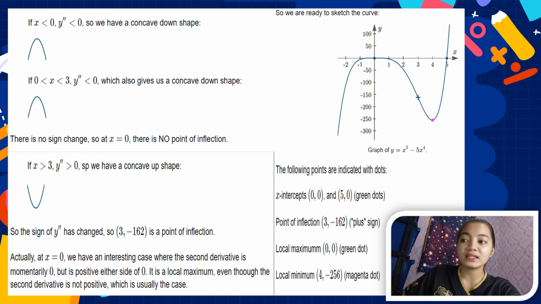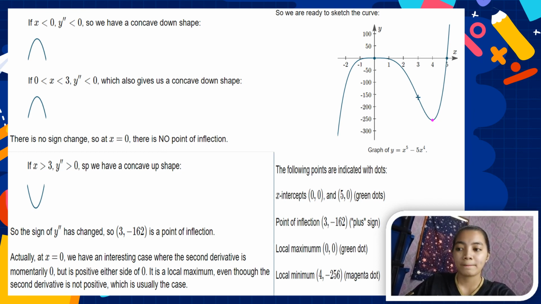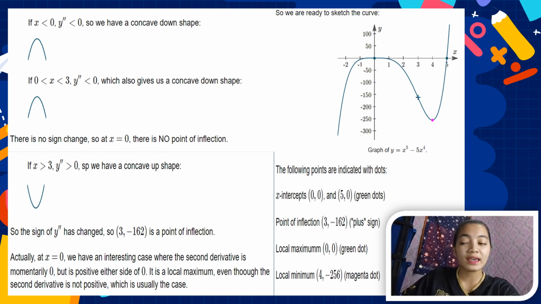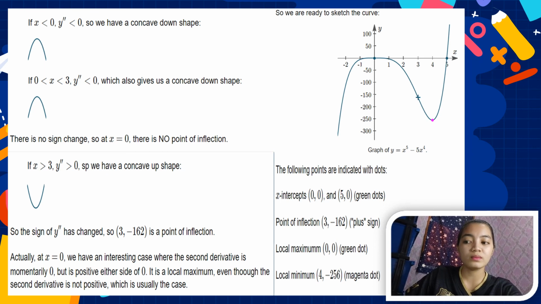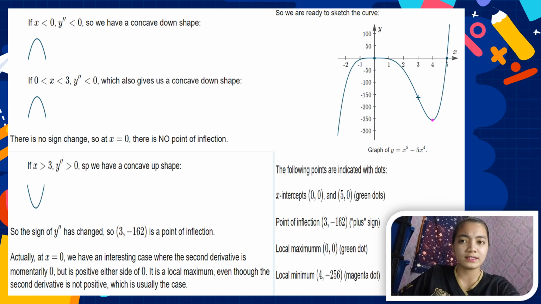If x > 3, y'' > 0, so we have a concave up shape. So the sign of y'' has changed, so (3, −162) is a point of inflection. Actually, at x = 0, we have an interesting case where the second derivative is momentarily 0 but is negative either side of 0. It is a local maximum even though the second derivative is not negative, which is usually the case.